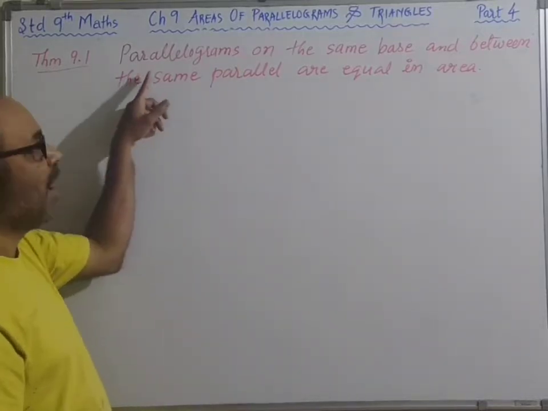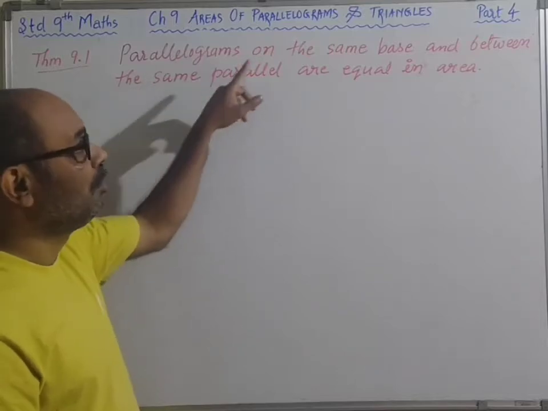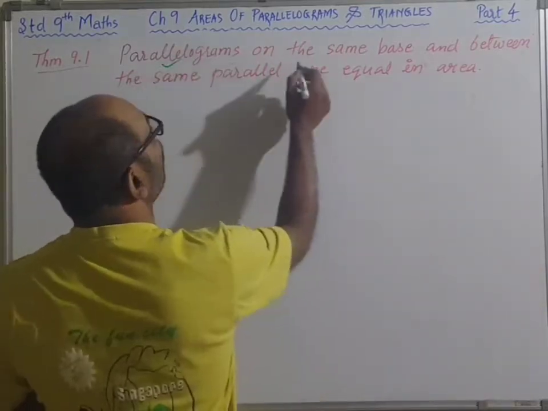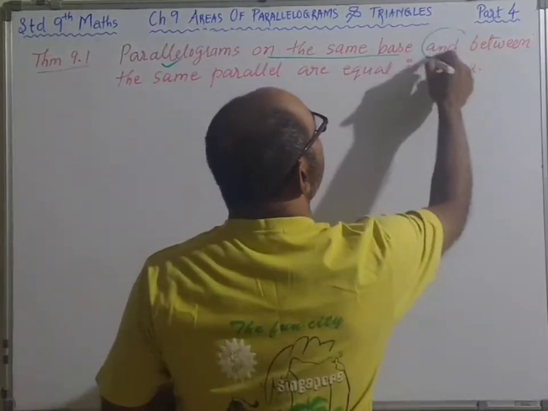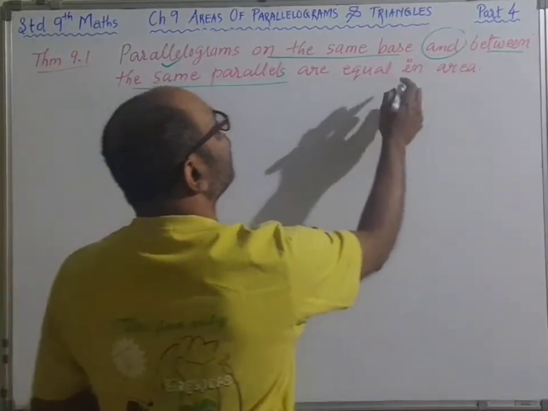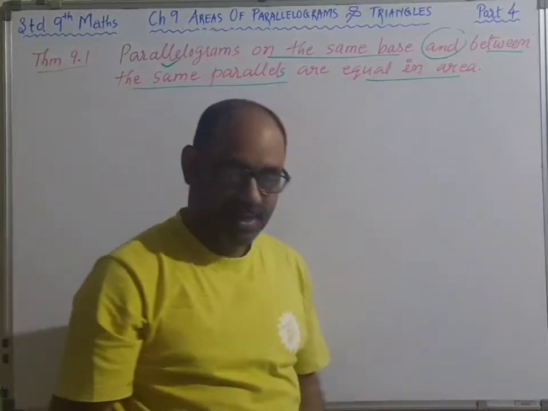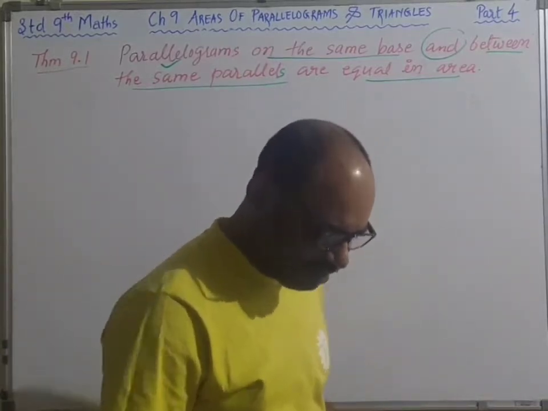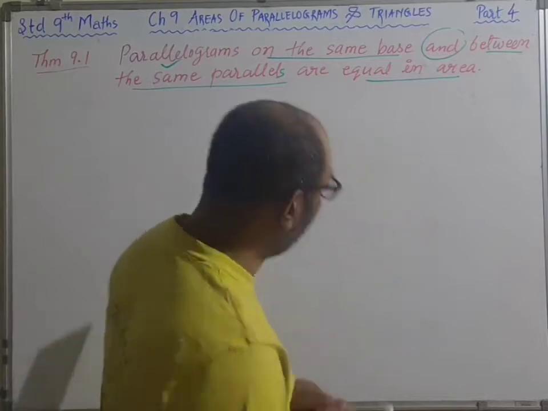Theorem 9.1: parallelograms on the same base and between the same parallels are equal in area. So children, let me draw the figure. Correct, children? All right.